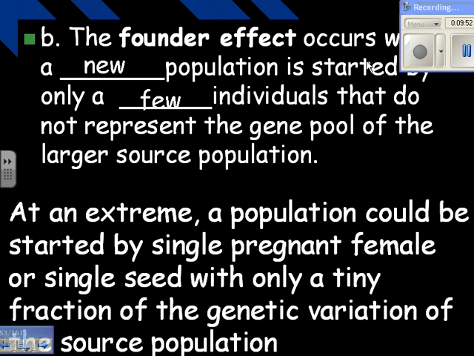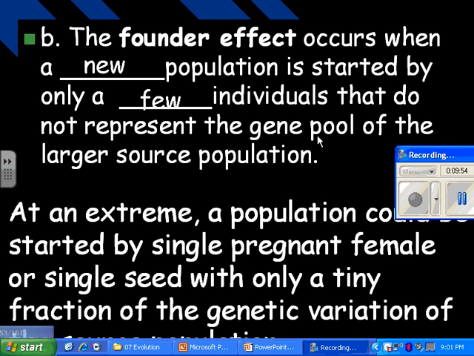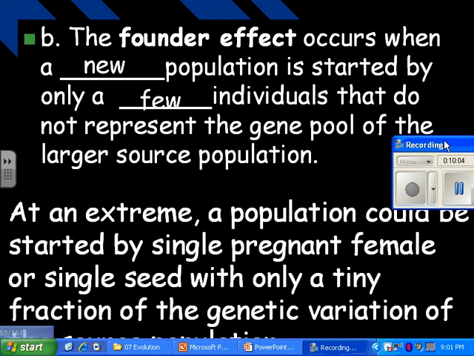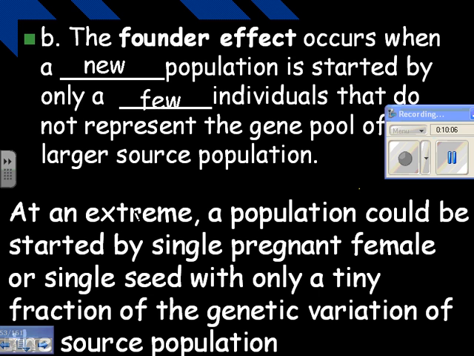The founder effect occurs when a new population is started by only a few individuals that do not represent the gene pool of the larger population. At an extreme, a population could be started by a single pregnant female or a single seed with only a tiny fraction of the genetic variation of the source population.